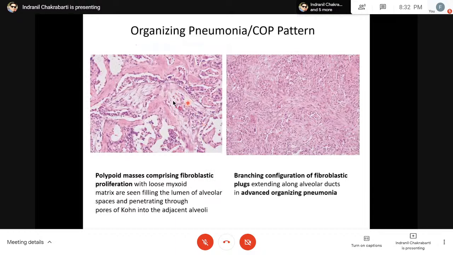So these polypoid masses, or the Masson bodies, you can see one alveolus spreading to the next alveolus. It passes through the pores of Kohn, which are the communication between the adjacent alveoli. So they can go through the pores of Kohn and affect the adjacent alveoli. And again, this is a branching configuration when the fibrosis is much more. This fibroblastic focus can take a branching configuration extending along the alveolar duct. So these are the characteristic features of COP or organizing pneumonia.